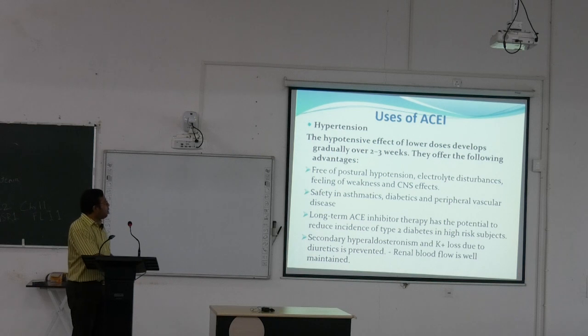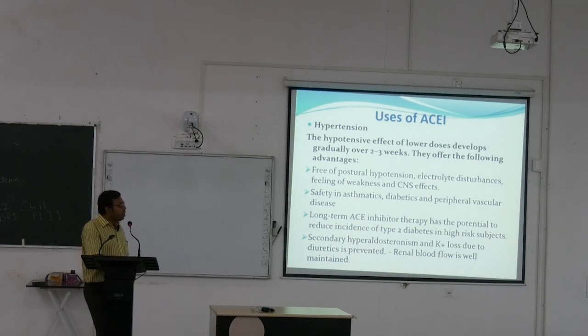Now, where is the ACE inhibitor used? Hypertension. Most important, hypertension. The antihypertensive effect of lower doses develops gradually over 2 to 3 weeks. So it takes time, 2 to 3 weeks. And they offer the following advantages. Free of postural hypotension, electrolyte disturbance, feeling of weakness and CNS effects. It is safe in asthmatics. There will be no bronchoconstriction. It is safe in diabetics. There is no hyperglycemia, and no peripheral vascular disease worsening. Long-term ACE inhibitor therapy has the potential to reduce the incidence of type 2 diabetes in high-risk subjects.